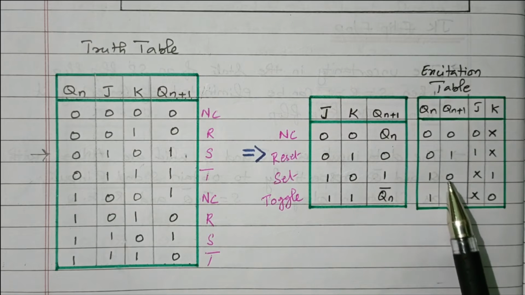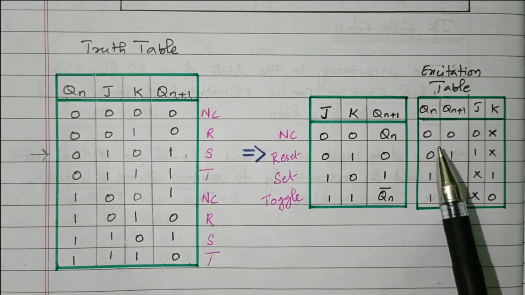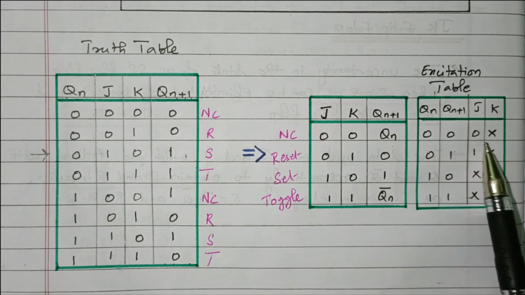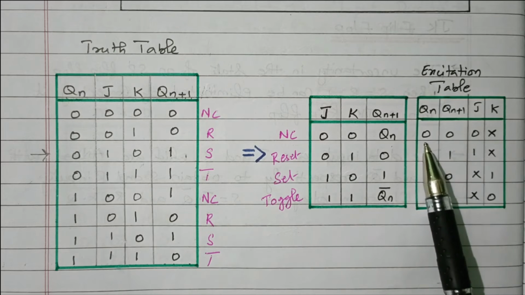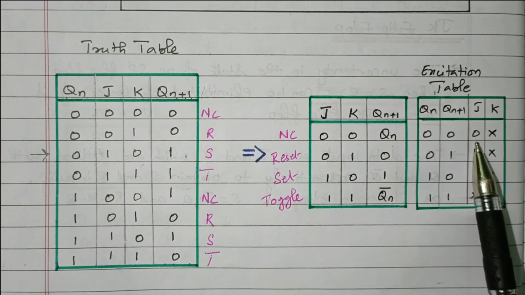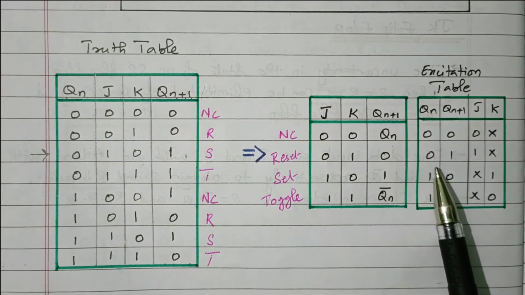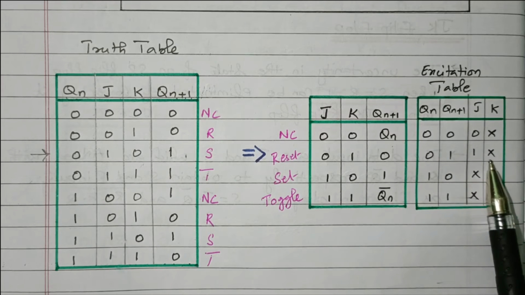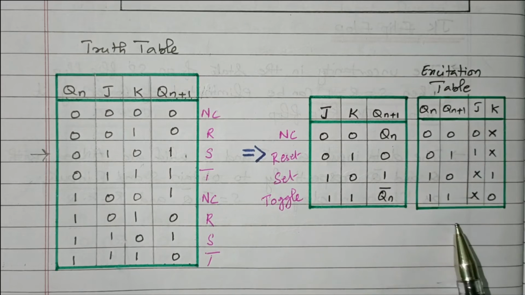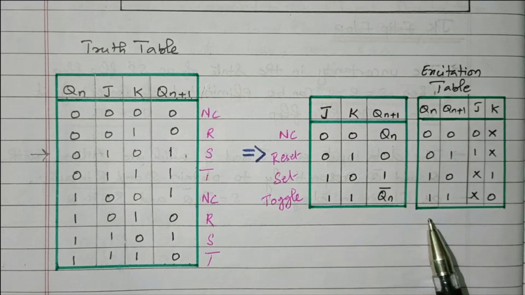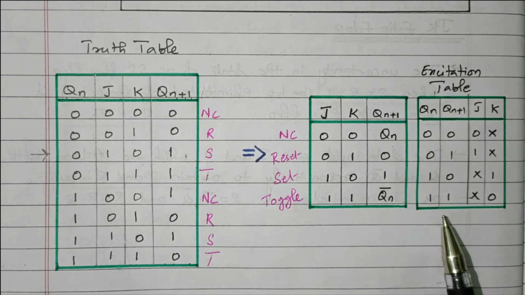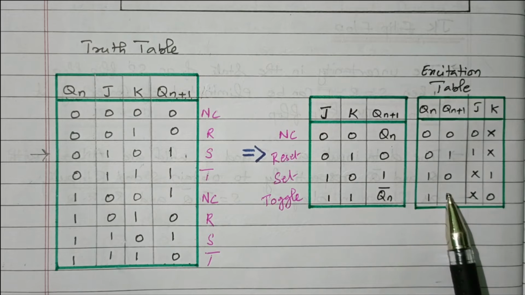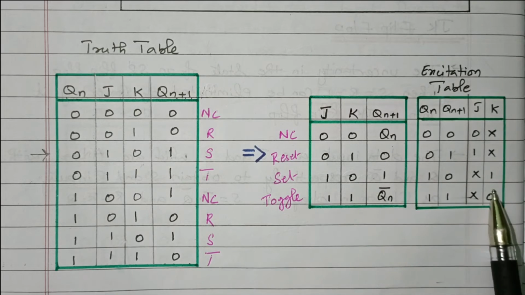Now we'll see the excitation table. What is an excitation table? From the output we need to decide the input. Present state is 0, next state is also 0: what input do we need to give? Present state is 0, next state is 1: what input do we need to give? That is the excitation table, because in some cases while designing the circuit we need to maintain present state 1 and next state also 1. What input do we need to give?